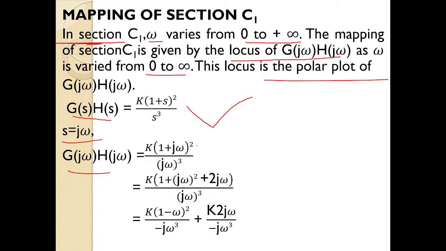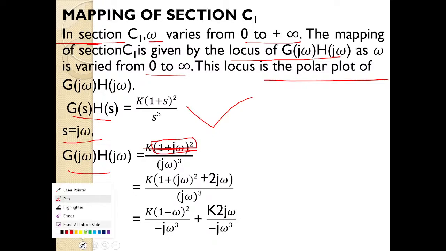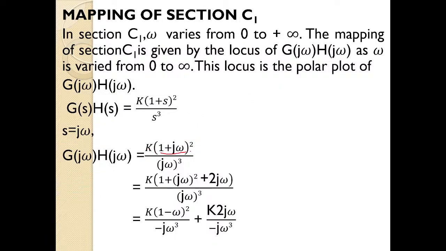What is this? This numerator term in this equation is in the form of (a plus b) whole square. So just expand it: a square plus b square plus 2ab. You will get a square plus b square plus 2ab form. After expansion, you will get this.